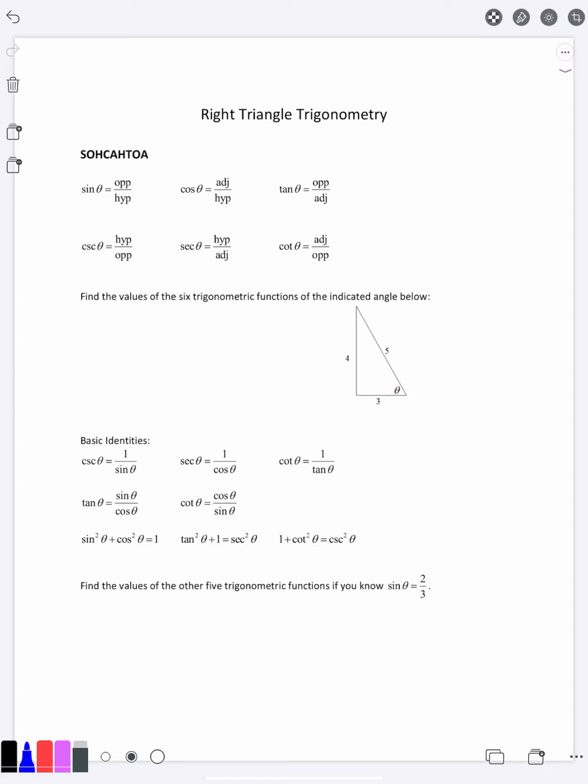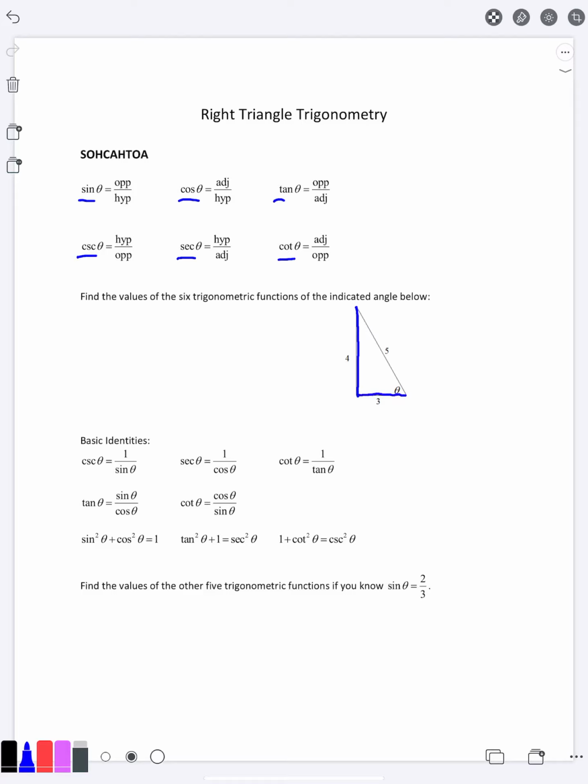I've never personally seen them used, but I've heard that some specialized fields will actually use other ones. So the 6 that we are going to talk about are sine, cosine, tangent, cosecant, secant, and cotangent. And we're going to start out by defining what these are based on a right triangle. So the idea is you're going to have a right triangle.